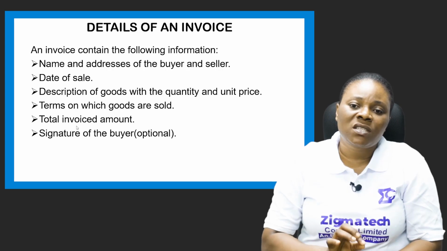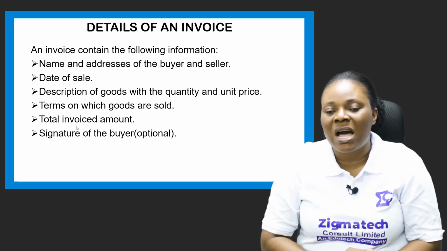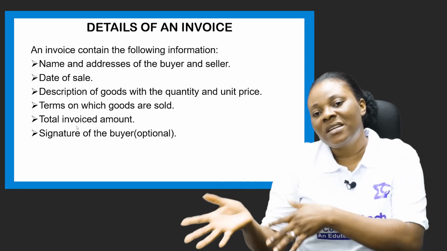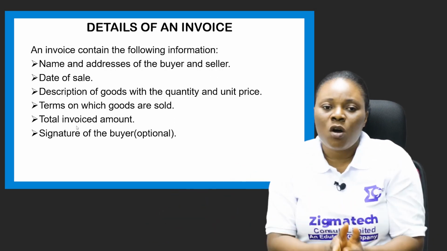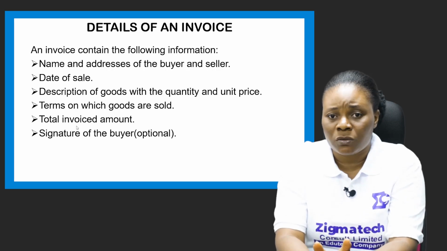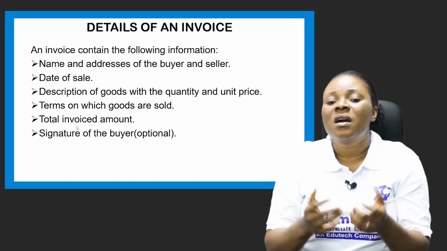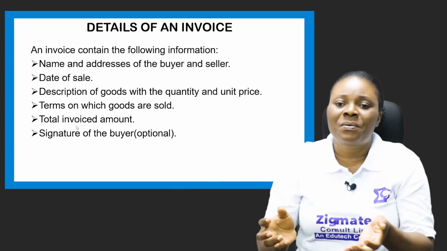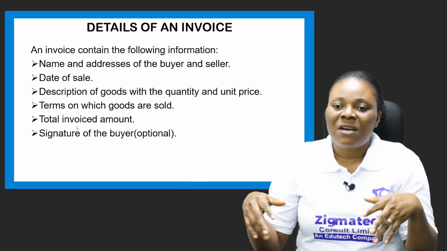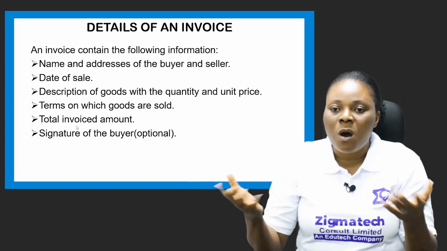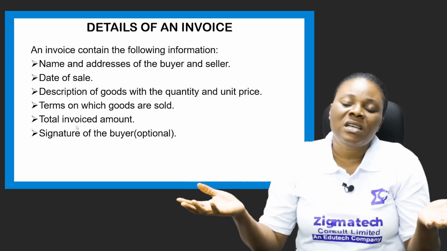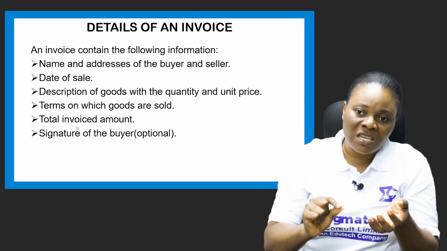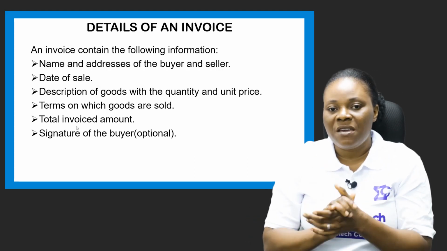Then you also write on it the terms on which goods are sold. Is it on cash basis, credit basis like I explained? Then also if you have given a discount, you can also state it on the invoice. What do we mean by discount? A reduction in the price of an item. Maybe you have given the buyer 1% discount, 2% discount. This has to be written or taken note of on the invoice.